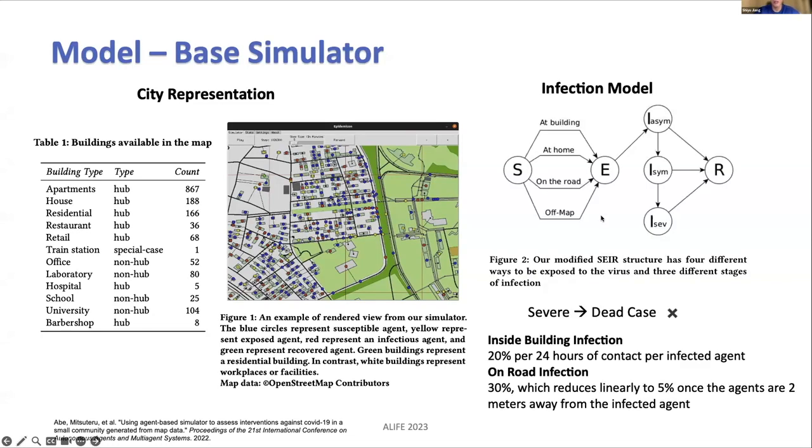And this is the infection model. We basically modified the classic SEIR structure to have 4 different stages of exposure, and 3 different stages of infection. But it should be noticed that we do not have the case from severe to dead, which means during the whole simulation, we do not have any dead case for now. And we also have 2 different mechanisms for infection. It will be different inside the building and on the road.